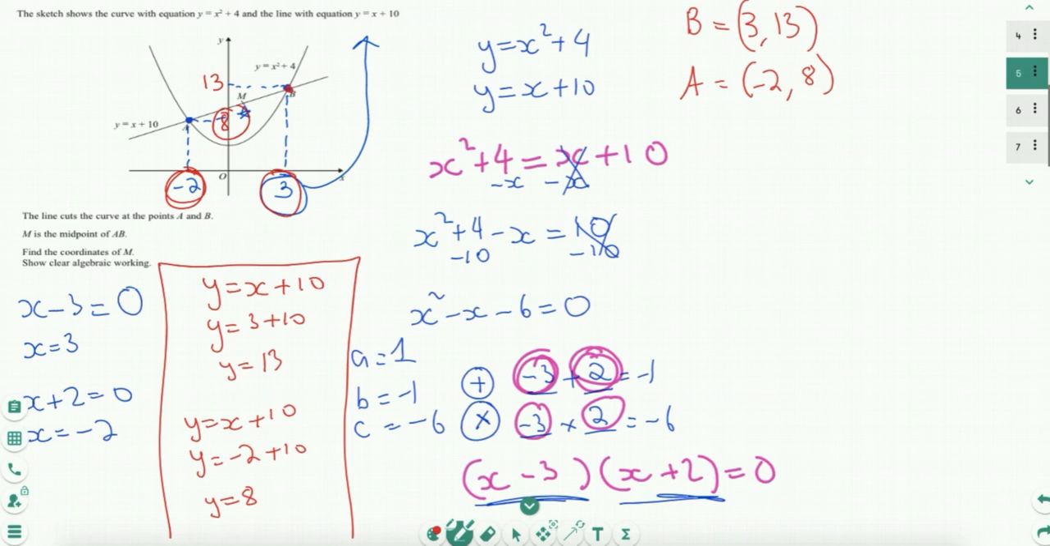Now, since we know point A and point B, we have to find the midpoint between point A and point B. Remember, guys, there's a little formula to find the midpoint. The midpoint is always equal to the average or the mean of x and the mean of y.